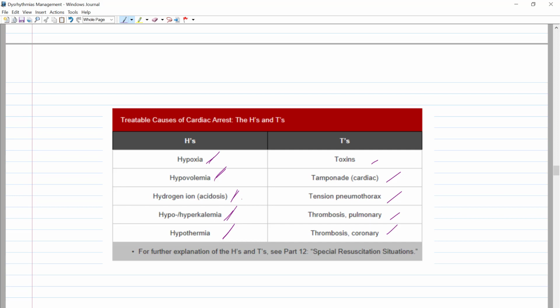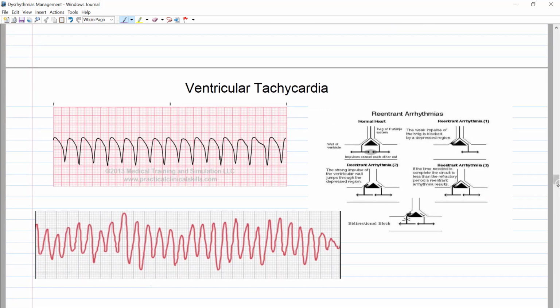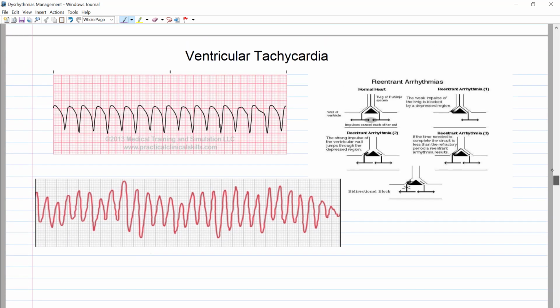If your patient is hypothermic, warm them up. If they have toxins, remove those toxins from the body, give the antidote. Okay? Cardiac tamponade, do pericardiocentesis. Tension pneumothorax, we need a chest tube. Thrombosis, give an anticoagulant like heparin. Okay? Or TPA, depending on the protocol. Okay? Now, let's move on to the first dysrhythmia. And as I said, you have to investigate what the cause or what the causes are. Okay? Look for the H's and the T's.